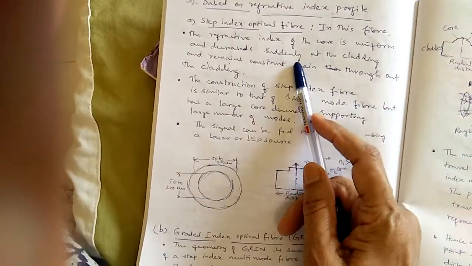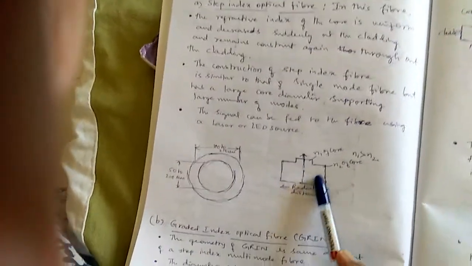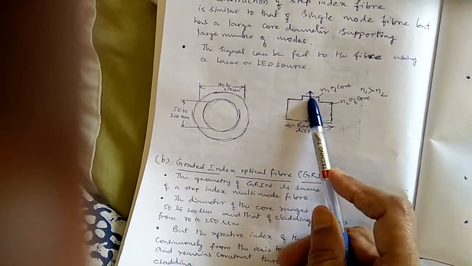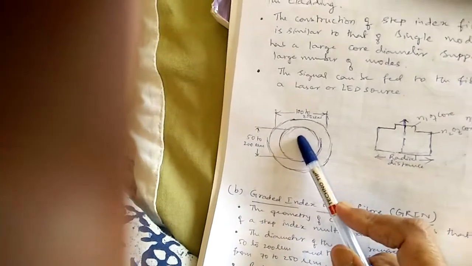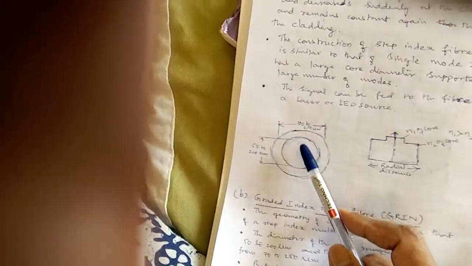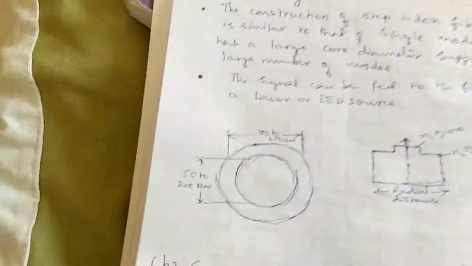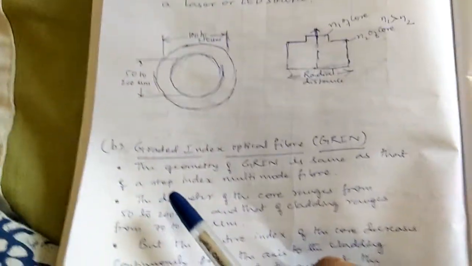So there will be a step-like profile, wherein n1 is more and n2 is less. It remains uniform throughout the core, and n2 remains uniform throughout the cladding. So this is the geometry of the core and cladding of the step index optical fiber. Here the diameter is 50 to 200 and here it is 100 to 250 micrometer.